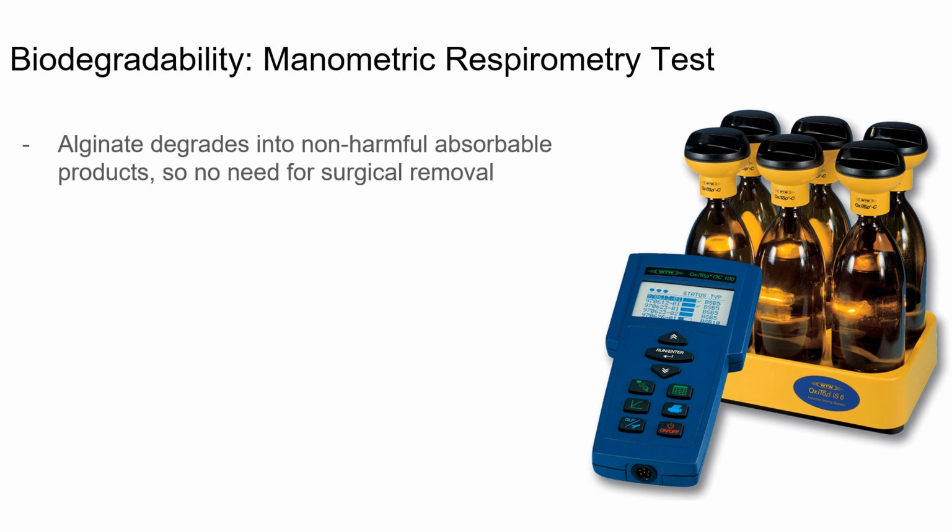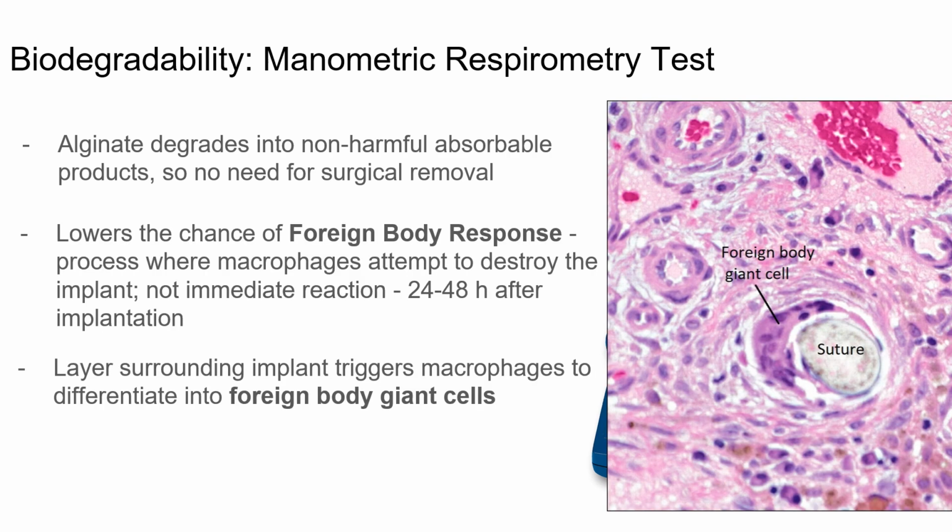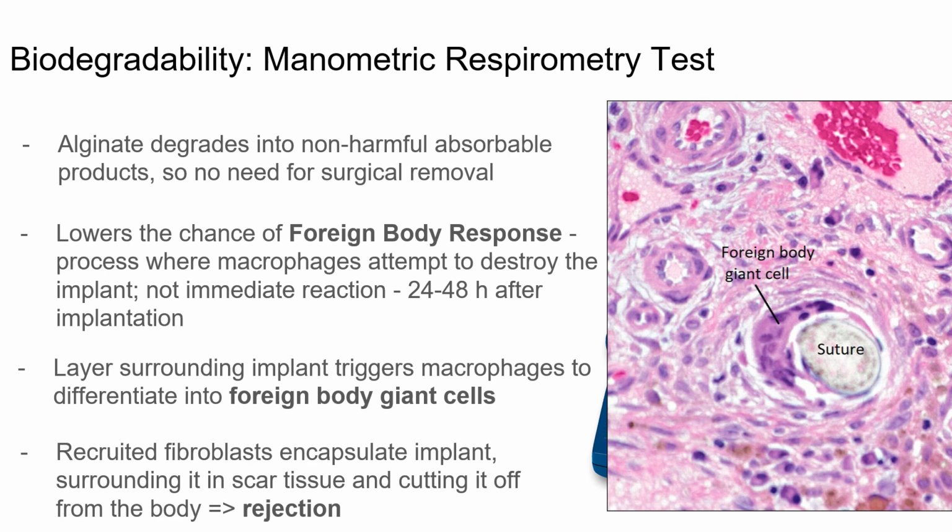Alginate degrades into non-toxic sugars which can be easily absorbed, so there is no need for surgery. This property also lowers the risk of chronic inflammation and foreign body response. The wound fluid and surrounding neutrophils coat the implant in a protein layer which triggers macrophages to differentiate into foreign body giant cells, which then recruit fibroblasts. They begin to encapsulate the implant, cutting off all vascularization and tissue interaction.